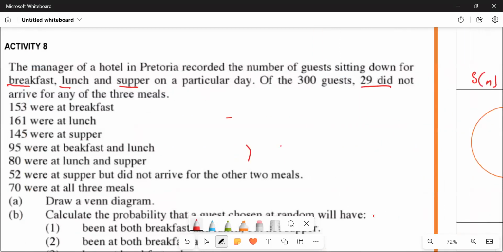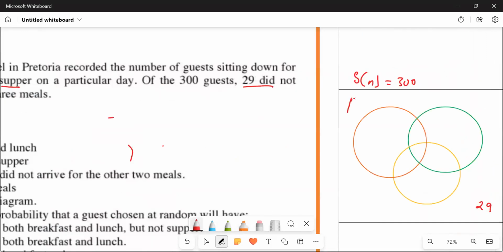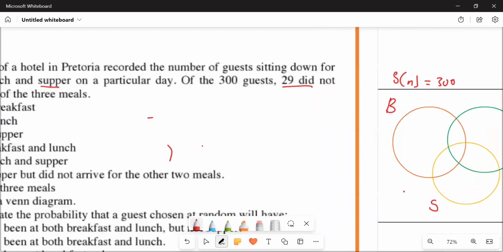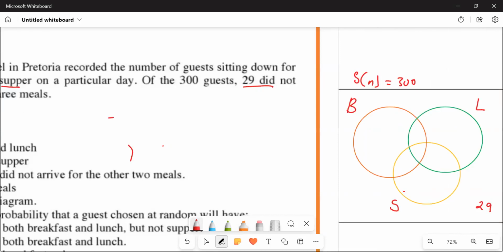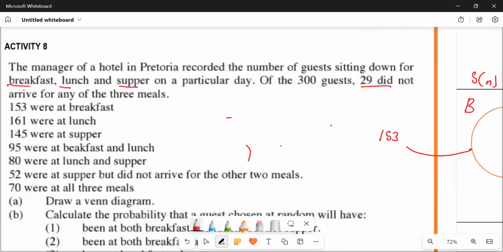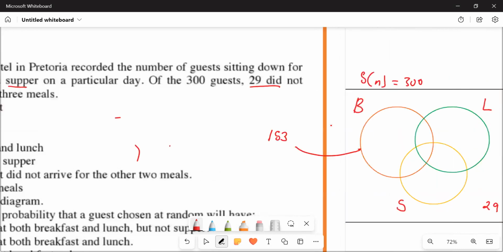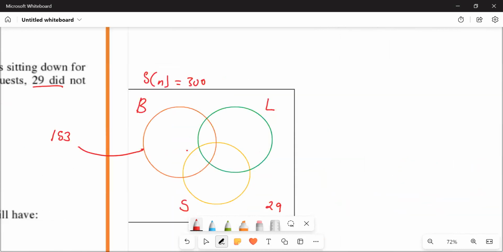So we have breakfast, which is going to be represented by B. We have lunch, which is represented by L. And then we have supper, which is represented by S. From there onwards, they say 153 ate breakfast. So the whole of this circle, all in all, is going to give us 153. Okay, 161 ate lunch. So the whole of the green, everything on green, is 161.